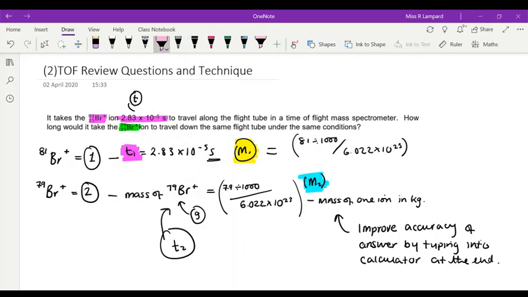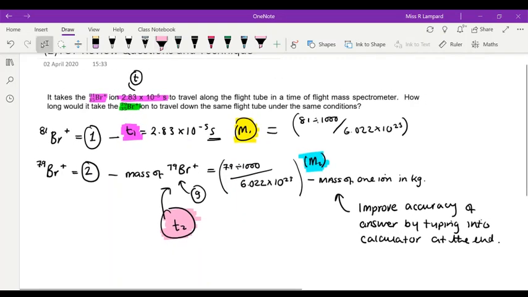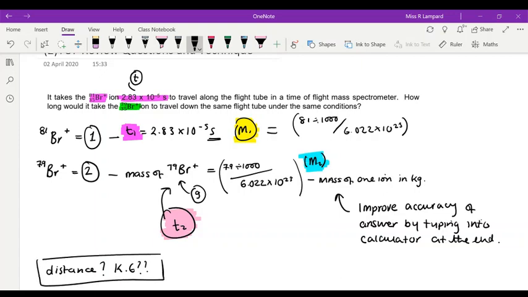So perhaps you're wondering now, well, what about the distance? And what about the kinetic energy? Does it not matter that we don't have values for these? And in reality, it doesn't matter.